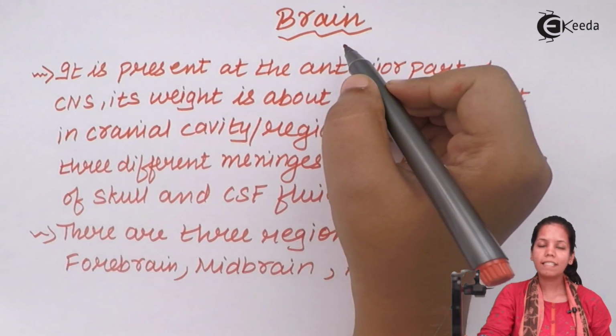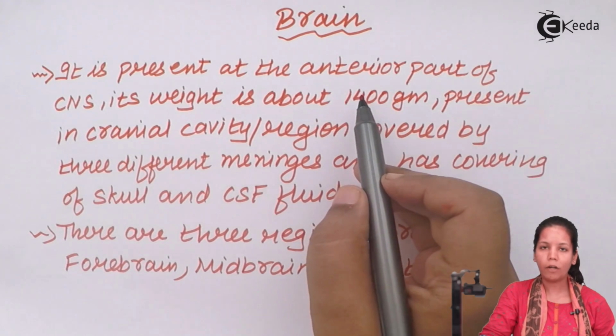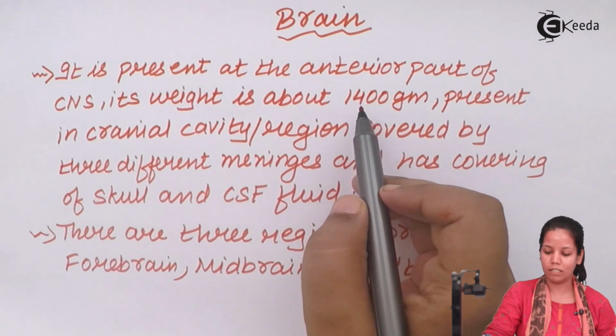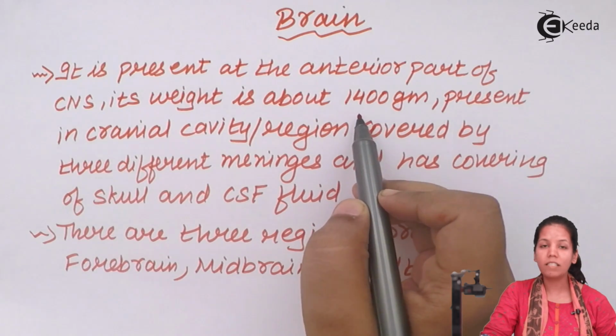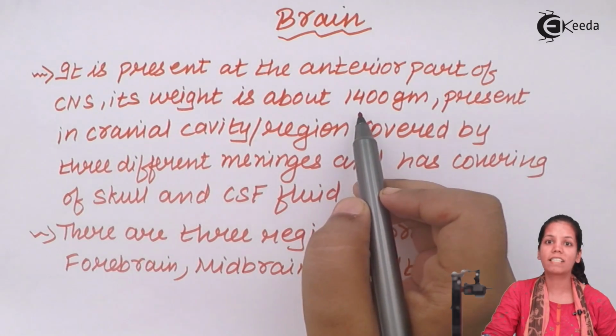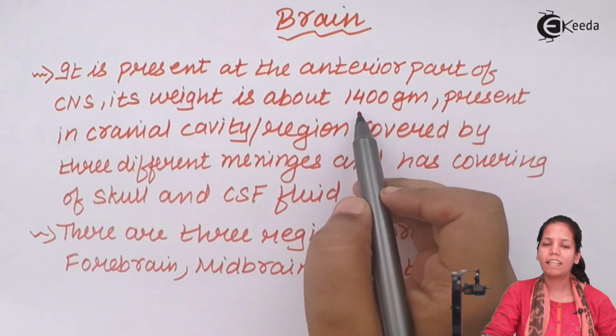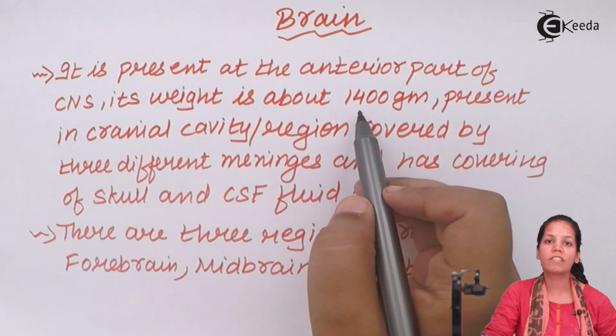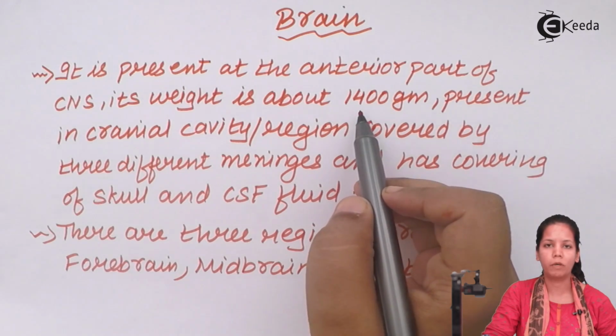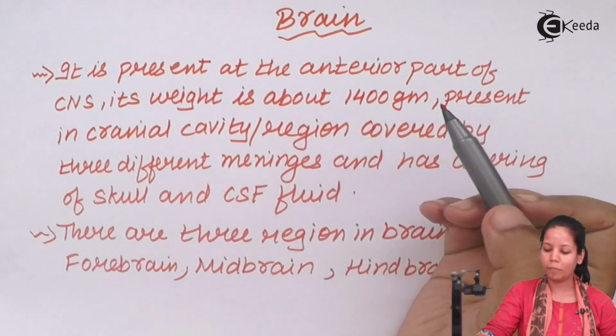Now, the brain is actually present in the anterior part of your CNS or central nervous system. Its approximate weight is 1400 grams and it is present in your cavity, which is called the cranial cavity. In the cranial cavity, we all know that there is a skull present, and inside that there is a lot of CSF, which is cerebrospinal fluid, that acts as a shock absorber.